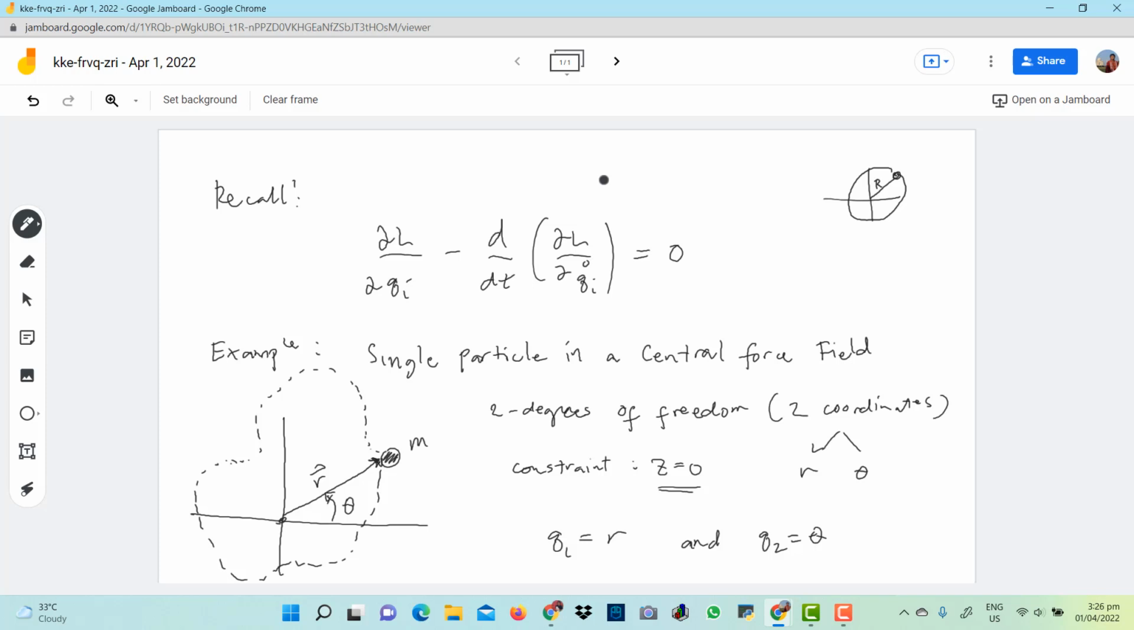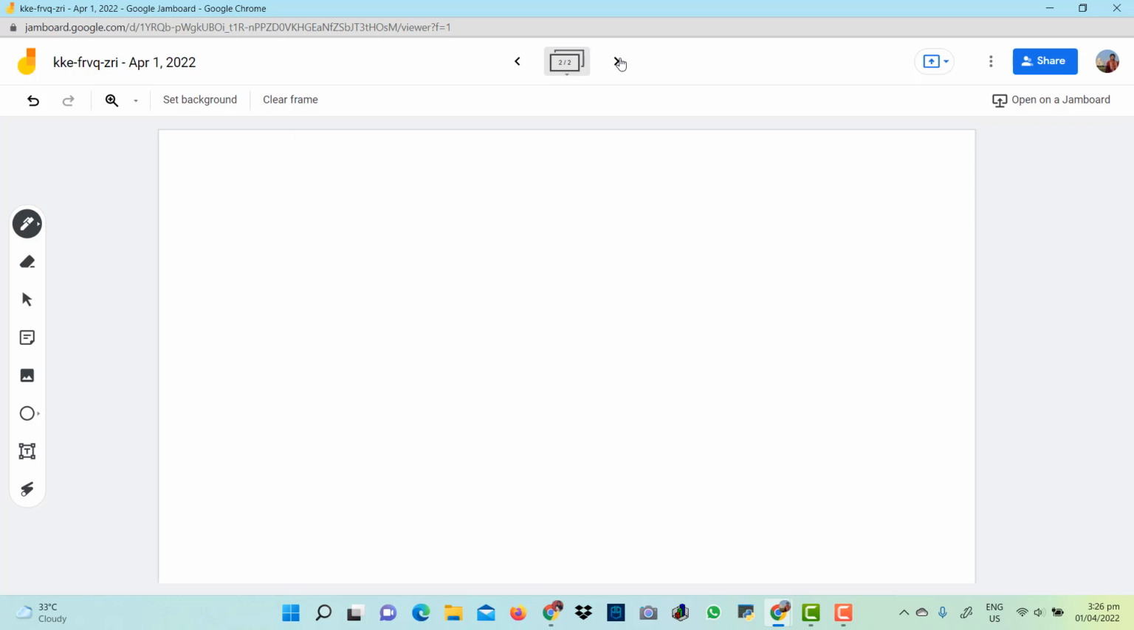But in this case, since there are two coordinates, I get two Euler-Lagrange equations that I can extract from this system. Since your variables, your coordinates, are independent, you solve with respect to r and then with respect to theta. So I get two Euler-Lagrange equations.